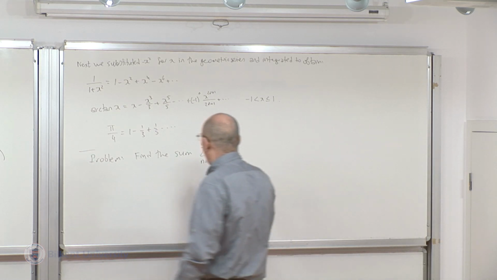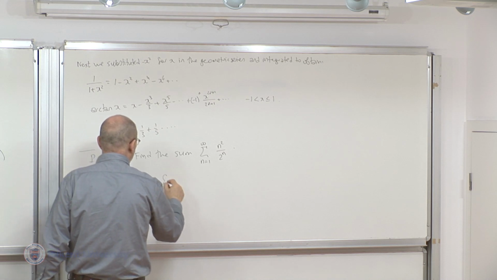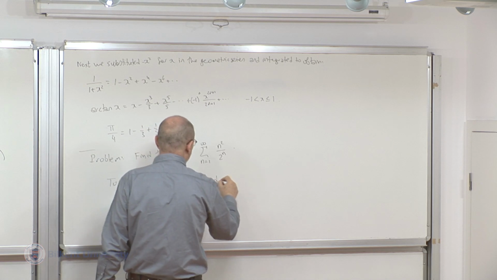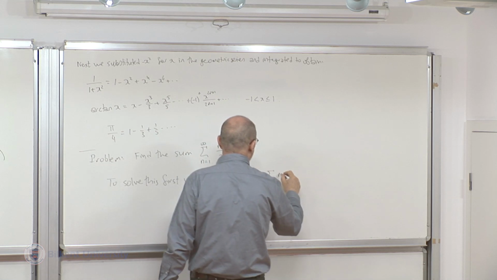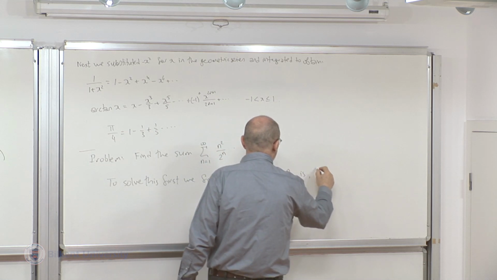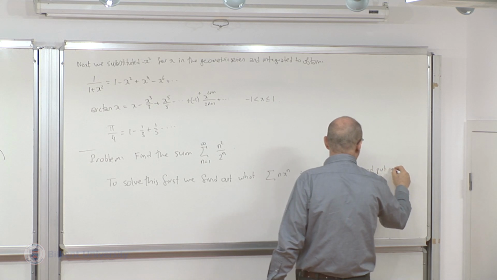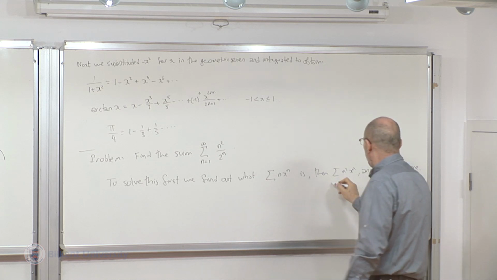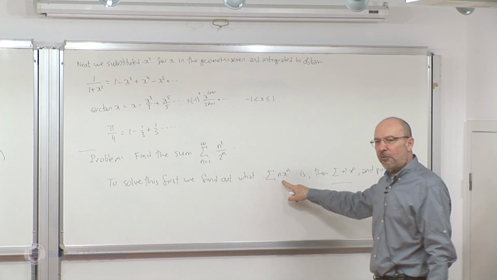To solve this, first we find out what summation n x^n is, then summation n squared x^n, and put x equals 1 over 2 in the last one. Okay, so let us see how we can do this.